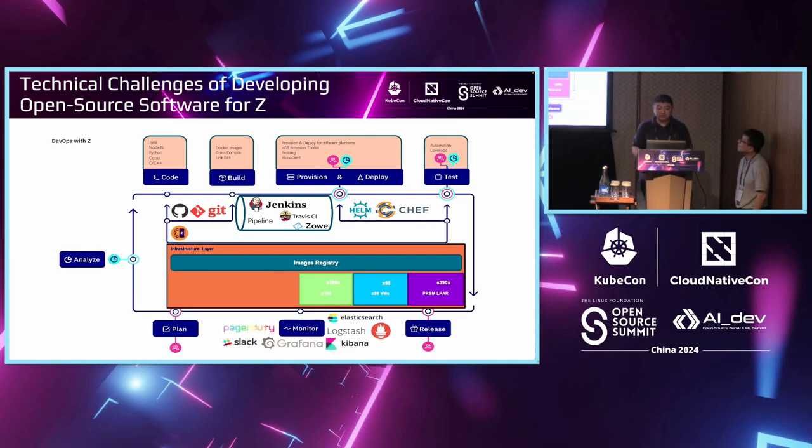First is the build stage. For the build stage, we incorporate many platforms. It builds with Docker container images, and it can run on different environments like z/OS, z/VM, or Linux. Also, for provisioning and deployment, we rely on the infrastructure layer.